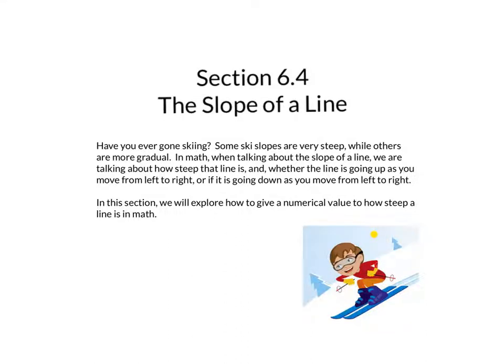Section 6.4, the slope of a line. Have you ever gone skiing? Some ski slopes are very steep, while others are more gradual. In math, when talking about the slope of a line, we are talking about how steep that line is and whether the line is going up as you move from left to right or if it is going down as you move from left to right. In this section, we will explore how to give a numerical value to how steep a line is in math.